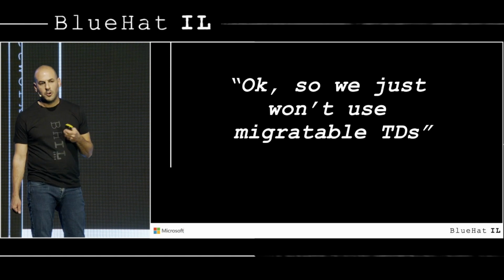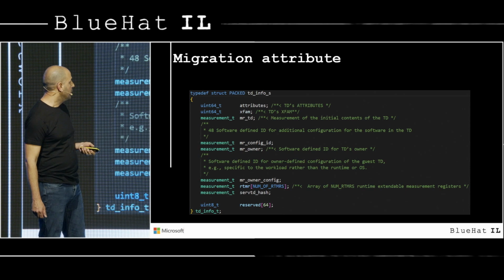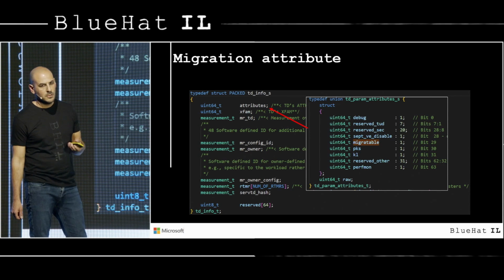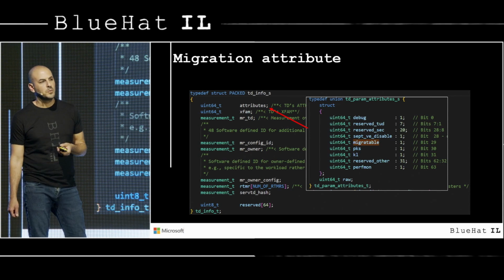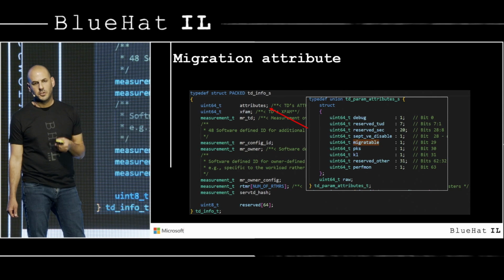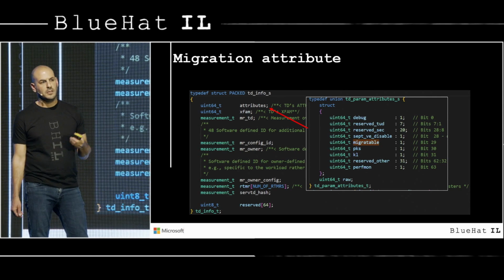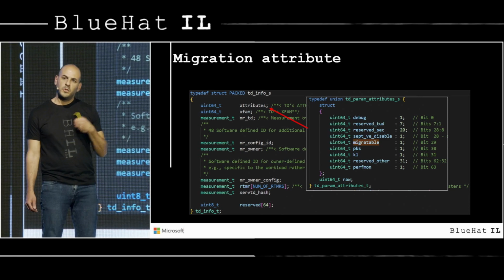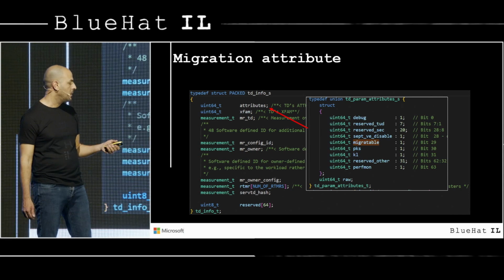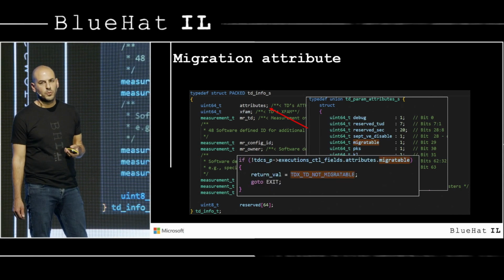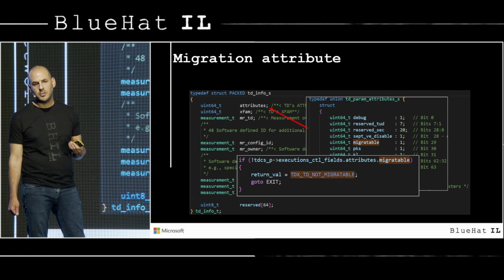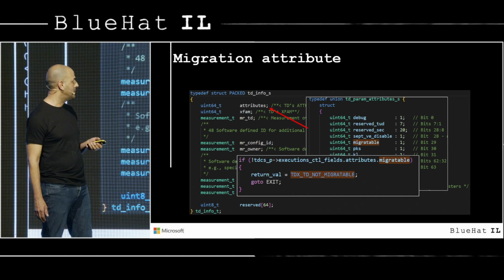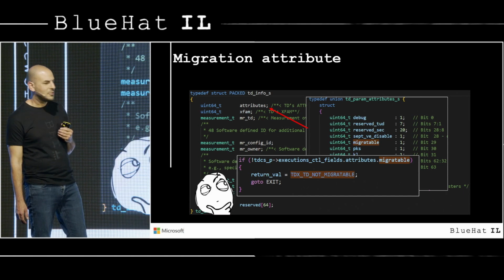So let's understand how migration is determined. So again, TD infrastruct, and this time we're looking at the attributes. Bit 29 tells whether or not a TD is migratable. A customer can decide that if they don't want to use the migration feature, they just set this to 0. And when we trigger the export call, the TDX module will check whether or not we can use migration and will reject the migration. And that's game over.